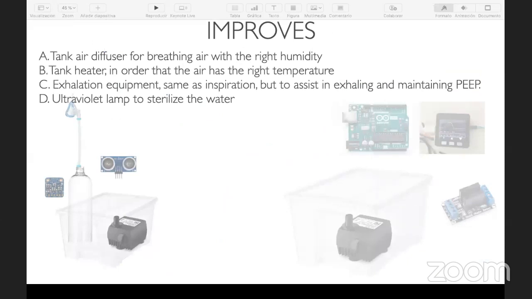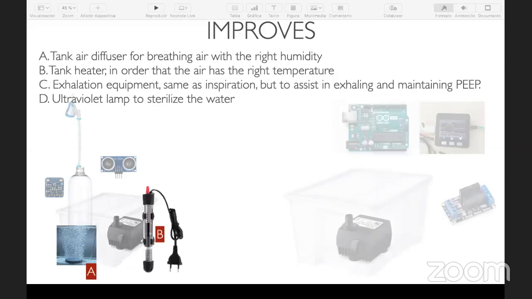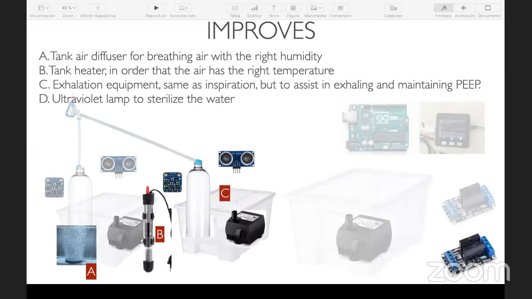Improvements you can make in the system, for example: put an air diffuser for breathing that will give the right humidity to the air for the patient; a tank heater to give the right temperature to the air for the patient; another system for the expiration in order to keep the PEEP value that you need; and also an ultraviolet lamp to sterilize the water of the system.